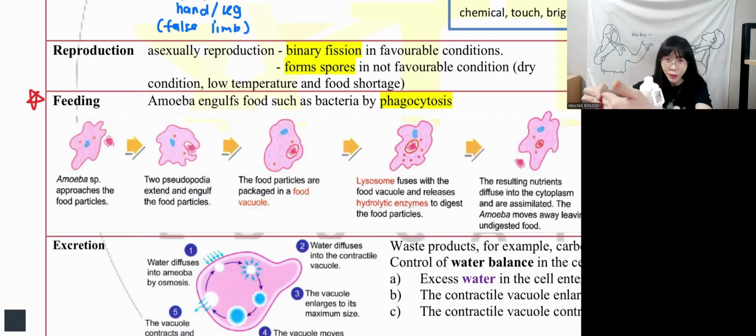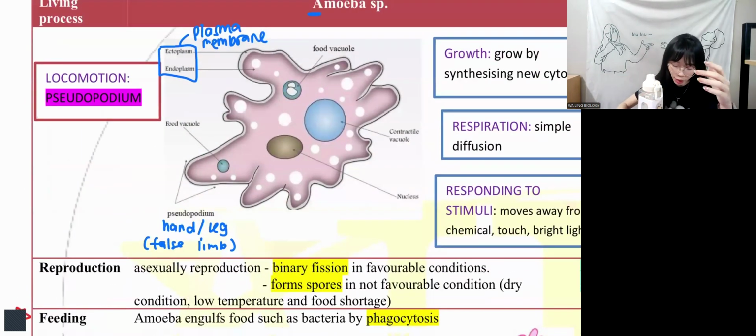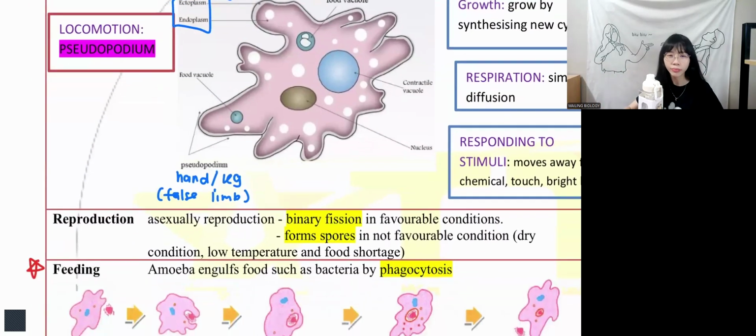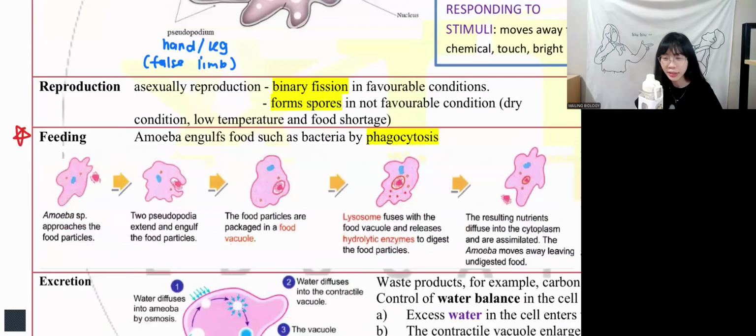Engulf means they hug the food, they surround the food. They form a food vacuole, which we learned just now. The food vacuole has to digest the food, right? How do they digest the food? They will fuse with a lysosome. Can you tell me again what is in the lysosome? We have lysozyme, correct? The lysosome secretes lysozyme, which digests the food. The food is digested and the nutrients are absorbed into the cytoplasm.